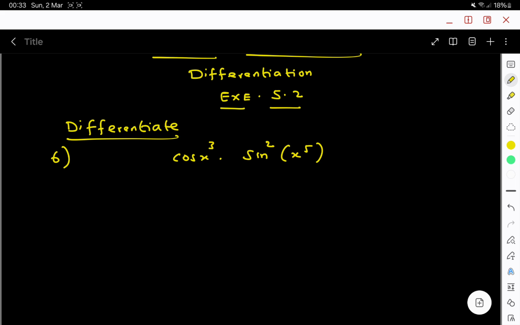In last video we saw exercise 5.2, problem number 1 to 5. Next problem is 6th problem. Differentiate cos x cube sin square x power 5. First let y is equal to these functions. So y equal to cos x cube sin square x power 5.